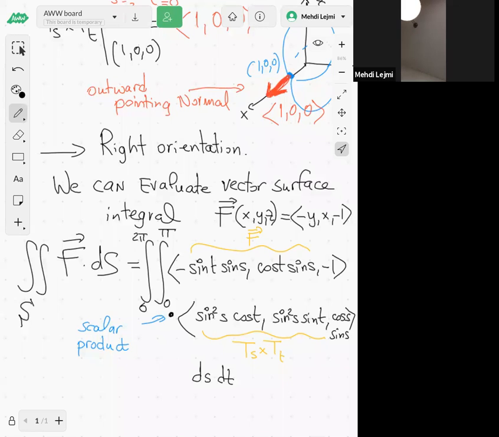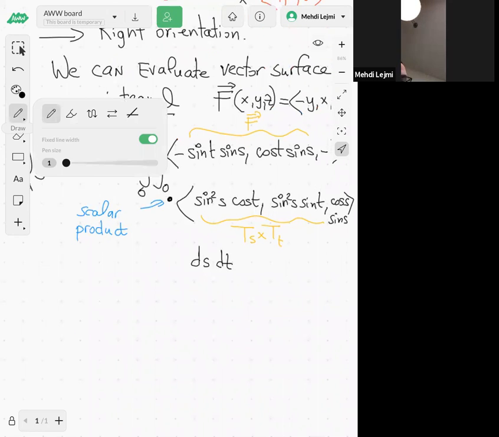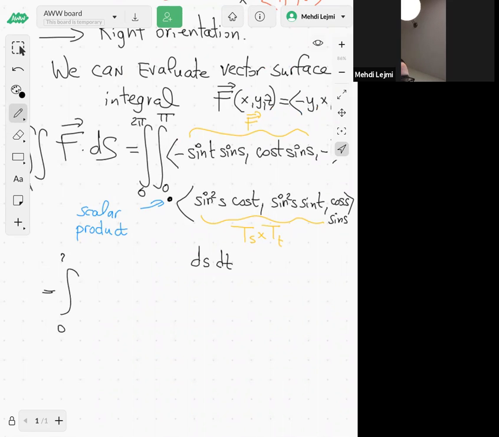Okay, and then just do the scalar product, etc. So I think here you're going to have cancellation. This is going to be just equal to, this is 0 to 2 pi, 0 to pi. So the first two components, they're going to cancel out, and we're going to end up with just minus cosine of s, sine of s, ds dt. So that would be 2 pi.